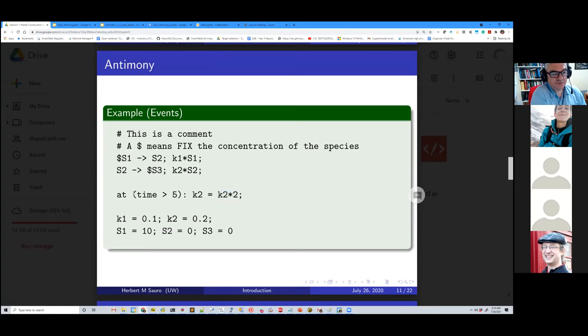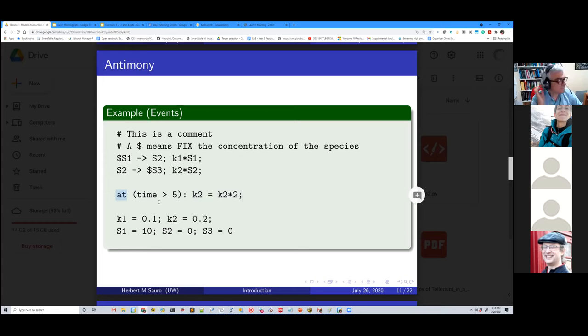But the important thing to know about these events is that they only happen once. Once time exceeds 5, it will evaluate this expression, and that's it. It won't do it anymore. It doesn't evaluate the expression all the time after 5. That's why we use the word at.